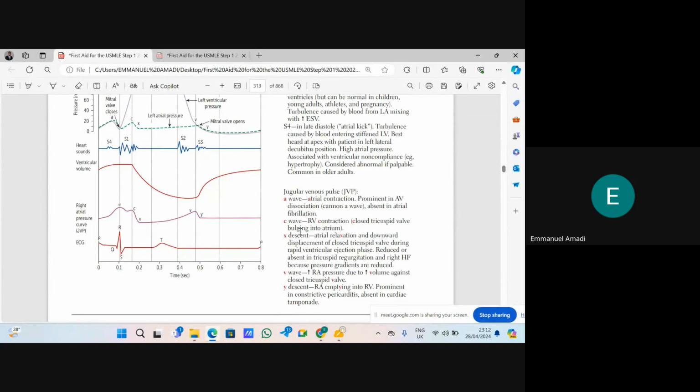On the other hand, a patient that has third-degree heart block, that is the AV dissociation, they have the cannonball A wave. Now, let me explain this.